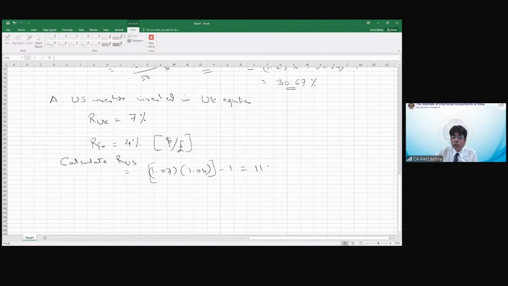Would it be 11%? 11.28%. Okay. Thank you very much. So this is the concept of factor on factor benefit which we get when we are trying to calculate the return in our domestic currency. Here it was a US investor. Had it been the other way around, the computation would have changed slightly.